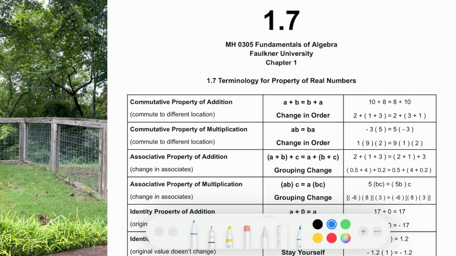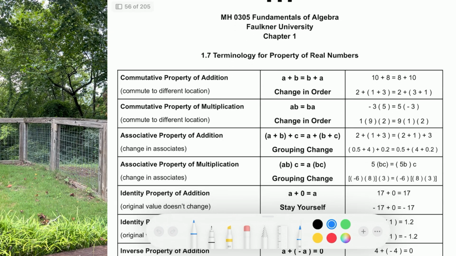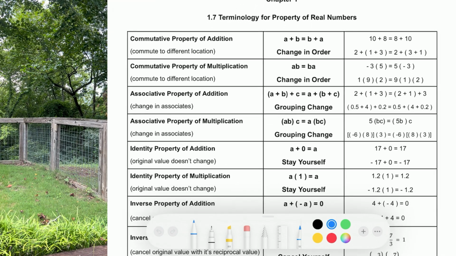Welcome back, students. We will be looking at section 1.7, terminology for property of real numbers. There's nothing to actually write out on these notes, but I wanted to go through and explain what each of these properties means, so that when you are asked the questions to determine which property is being used, you can actually tell which one's being used.